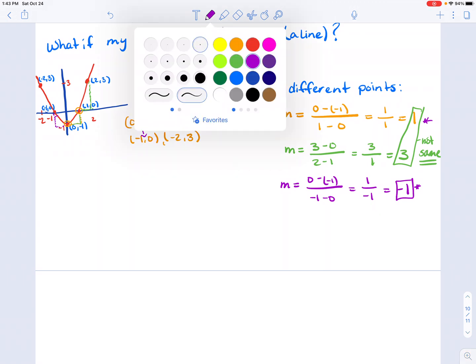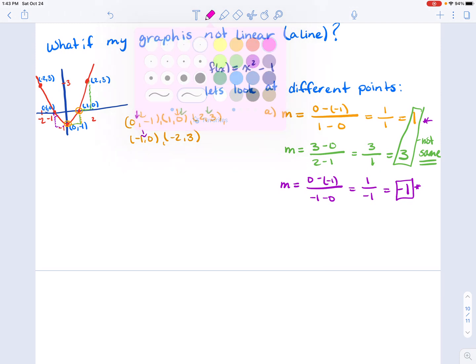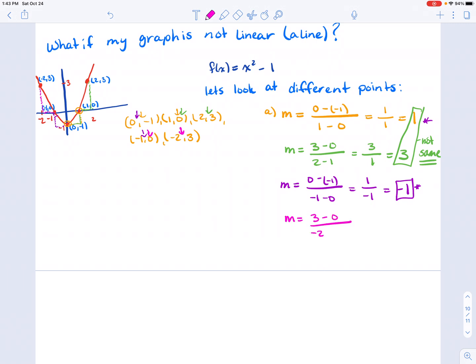Okay, let's see if something else happens here. So now we're looking at (-2, 3) and (-1, 0). So I have 3 minus 0, divided by minus 2 minus minus 1. So minus 2 plus 1 is minus 1. That equals negative 3. That again is different than 3. Why is that?